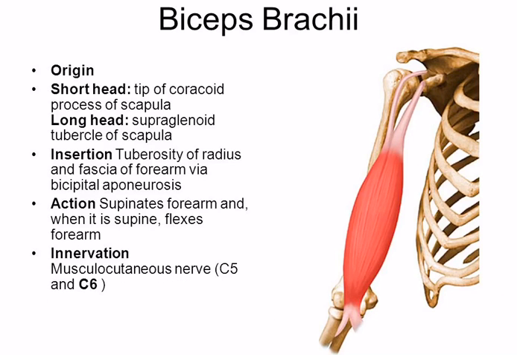Biceps brachii. Origin: short head, tip of coracoid process of scapula; long head, supraglenoid tubercle of scapula. Insertion: tuberosity of radius and fascia of forearm via bicipital aponeurosis. Action: supinates forearm and, when it is supine, flexes forearm. Innervation: musculocutaneous nerve, C5 and C6.